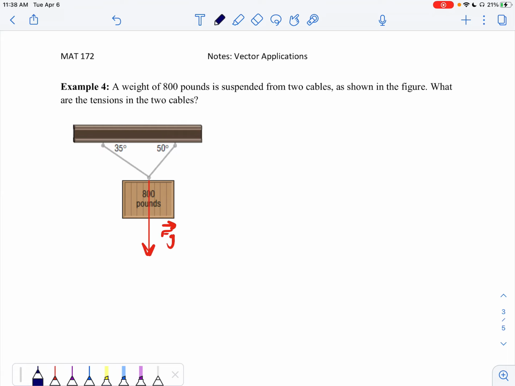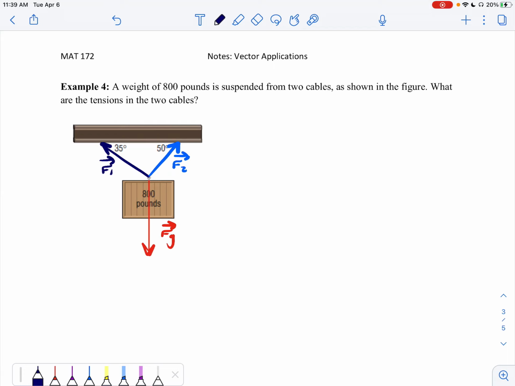All right, now we also have the force in the cable on the left pulling up toward the ceiling. And then we also have the force in the cable on the right. So I'm going to call the left cable F1, and I'm going to call the right cable F2. As far as the tension goes, it asks us what is the tension in the two cables. The tension is essentially the magnitude of that force vector.